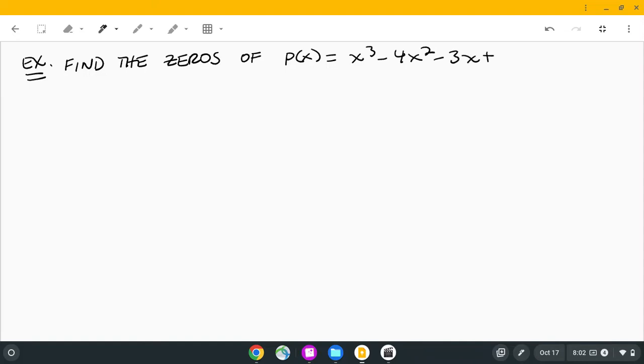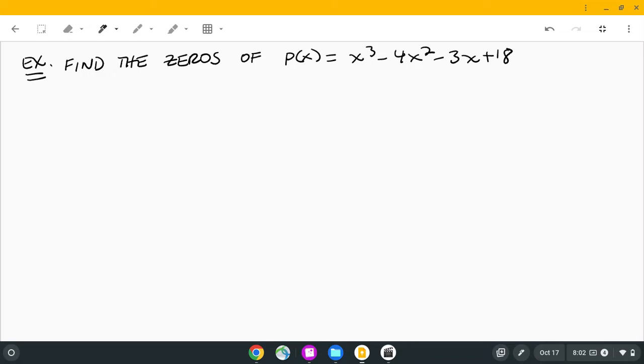So let's try this one. In that first example, I said solve. I'm going to use a different vocabulary here so you get used to it, but it all means the same thing. Find the zeros. When they say that, they mean the same thing as solve. Find the zeros of, and they'll have it written as a function instead: x cubed minus 4x squared minus 3x plus 18.